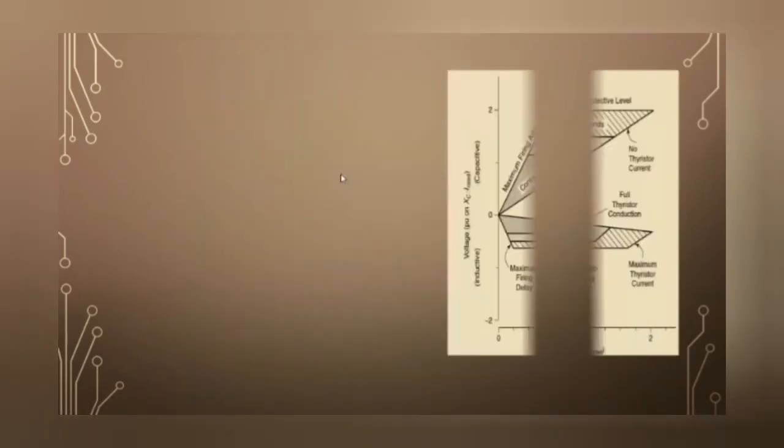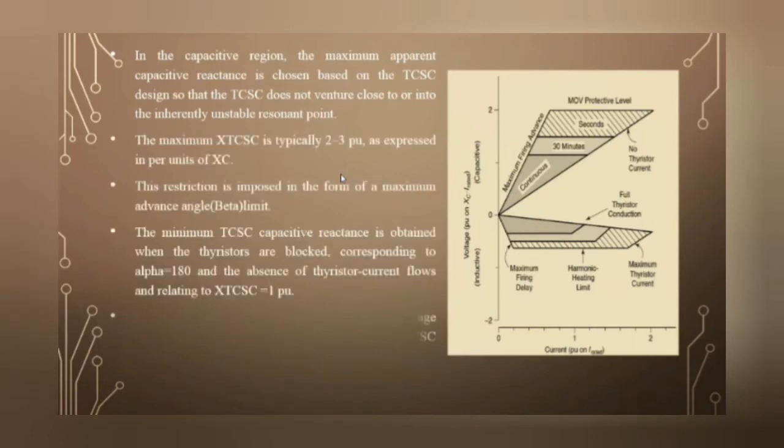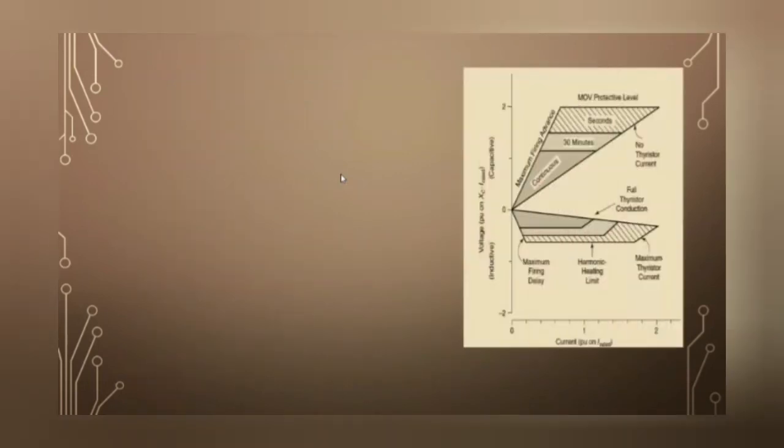Now the second one is the inductive Vernier mode. In the inductive reactance zone, the maximum reactance limit is also selected to prevent the TCSC from operating in the resonance region. This limit is attained at a lower line current value, and it is expressed in terms of the maximum firing angle delay. See here, at lower line current value, your voltage becomes constant in an inductive mode. The maximum inductive reactance of 2 pu is typical.